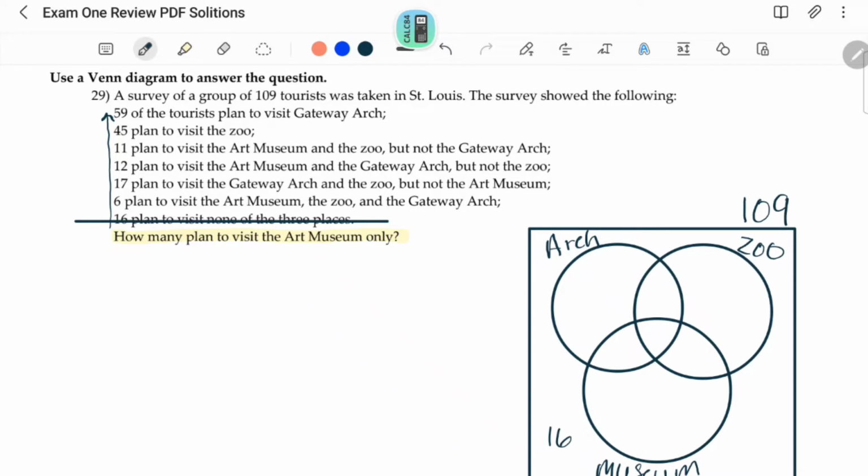It says 6 plan to visit the art museum, the zoo, and the Gateway Arch. So they plan to visit all 3. All 3 will go into the middle, which is right here. And let's cross that out now. It says 17 plan to visit the Gateway Arch and the zoo, but not the art museum. So Gateway Arch and zoo, but no art museum. I'm going to put my 17 right here.